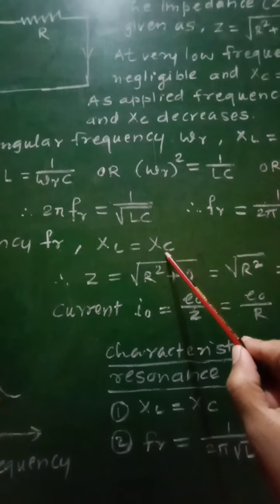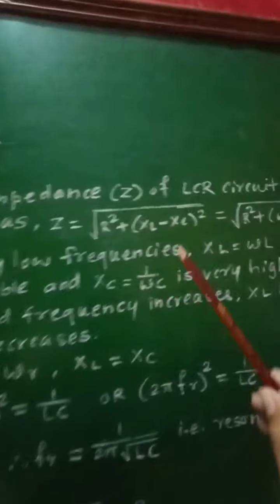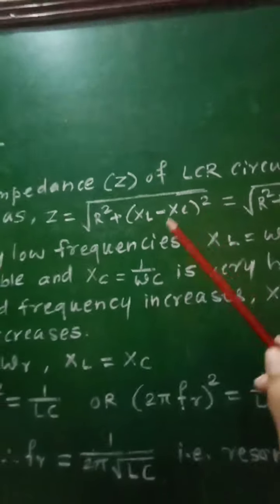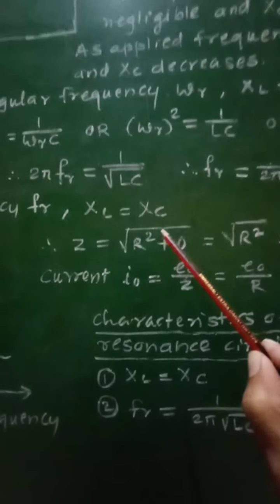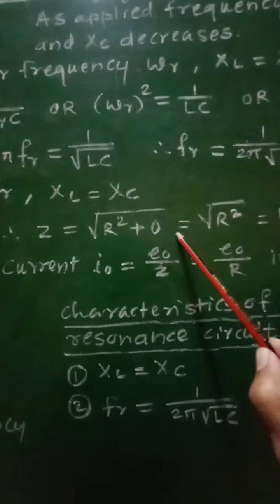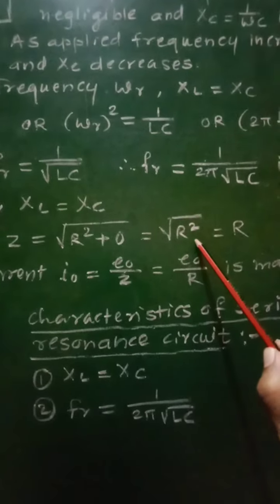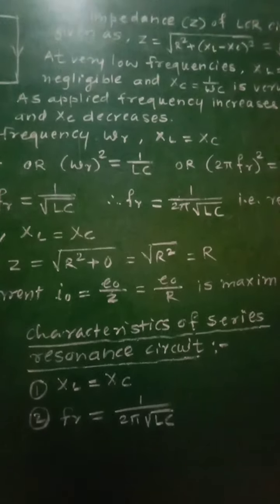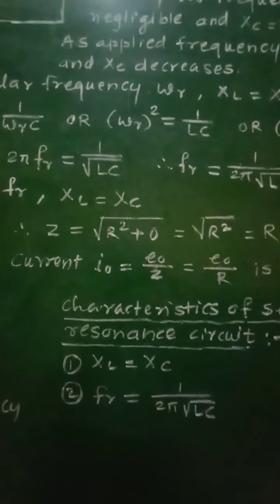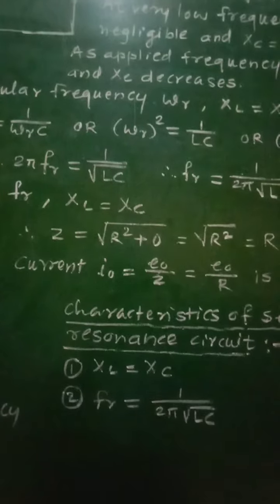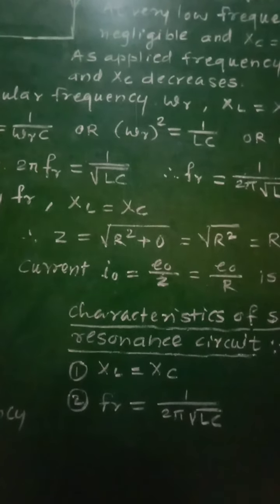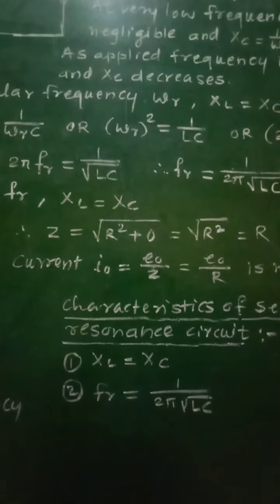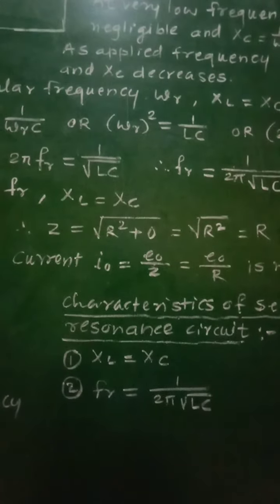As XL is equal to XC, from this formula we get XL minus XC equal to 0, and therefore the impedance is the square root of R square plus 0, which is equal to the square root of R square, that is equal to R. So at resonant frequency the impedance of the circuit will be equal to the resistance of that circuit, that is Z is equal to R, and hence the circuit is purely resistive at the resonant frequency.